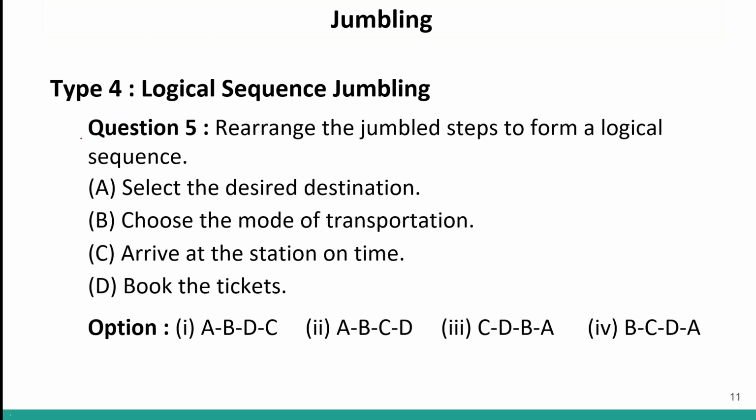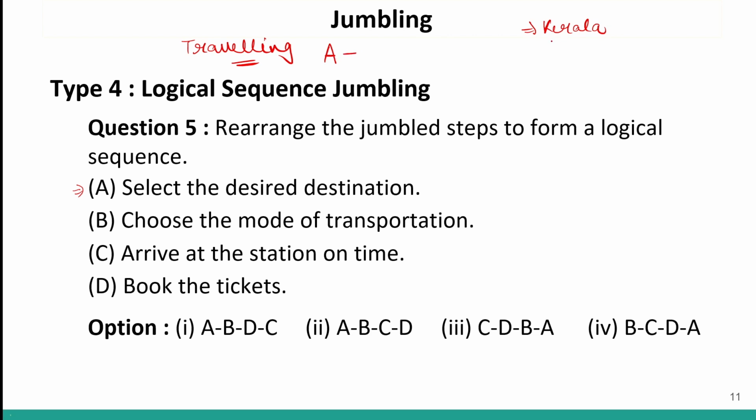Question number 5. We have to rearrange these statements to form a logical sequence. Select the desired destination. Choose the mode of transportation. Arrive at the station on time and book the tickets. So this is again related to traveling, correct? Now let us say that I have to go to Kerala. So the first thing that I have decided is the place that I want to go to in my vacations. So the first step will be to select the desired destination. Okay, so this will be my first step.